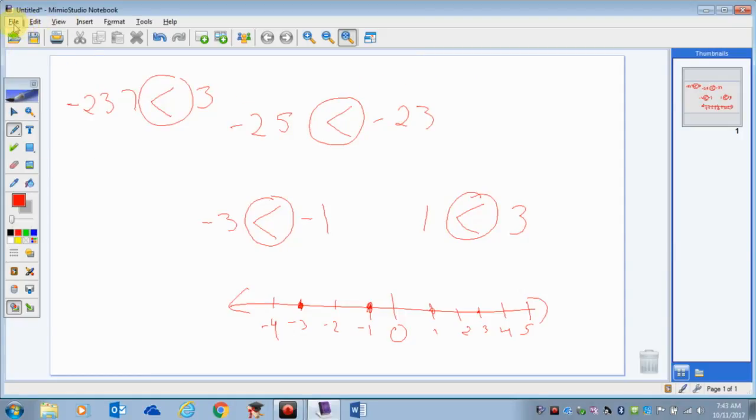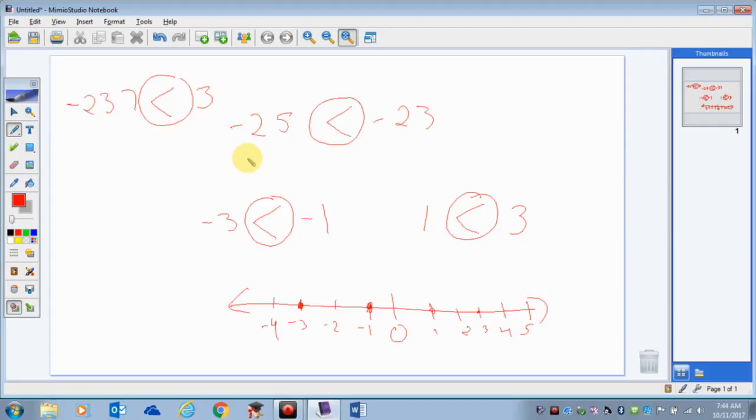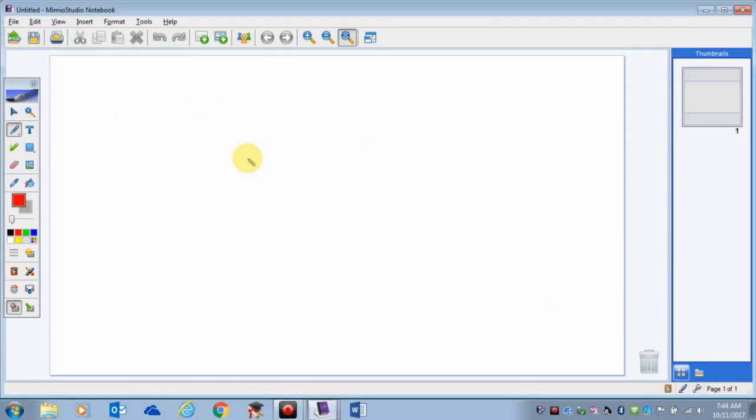Alright, so the second part of it is going to be working on ordering them. So if you can compare two integers, then you can also turn around and you're going to be able to compare a group of integers.